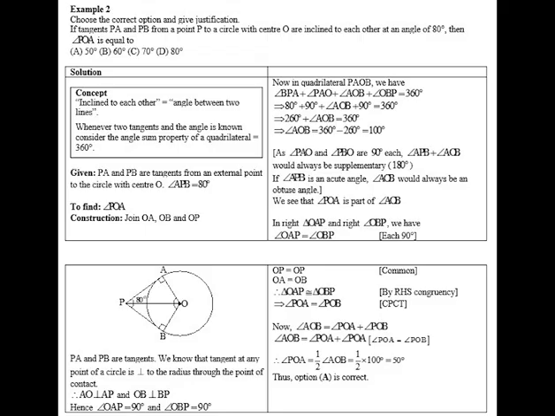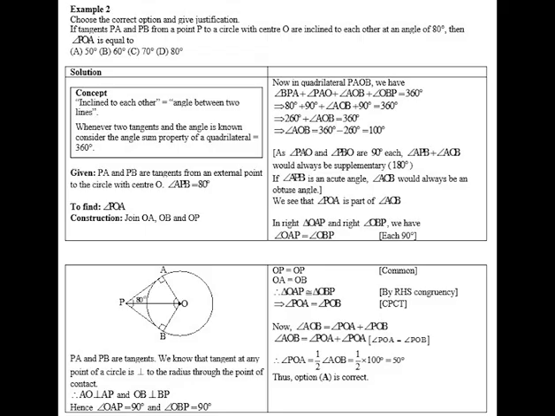Given PA and PB are tangents from an external point P to a circle with center O. Angle APB is equal to 80 degrees. We need to find angle POA. Join OA, OB and OP. PA and PB are tangents. We know that tangent at any point of a circle is perpendicular to the radius through the point of contact. Therefore, OA is perpendicular to AP and OB is perpendicular to BP. Hence, angle OAP is equal to 90 degrees and angle OBP is equal to 90 degrees.